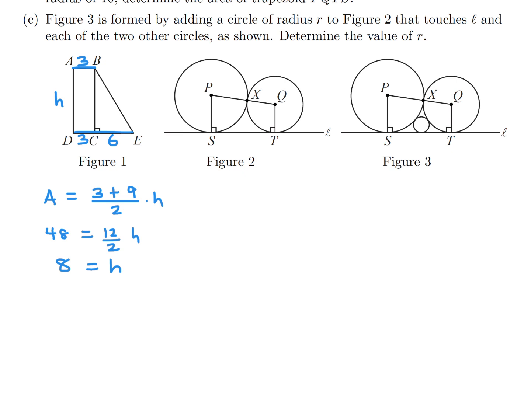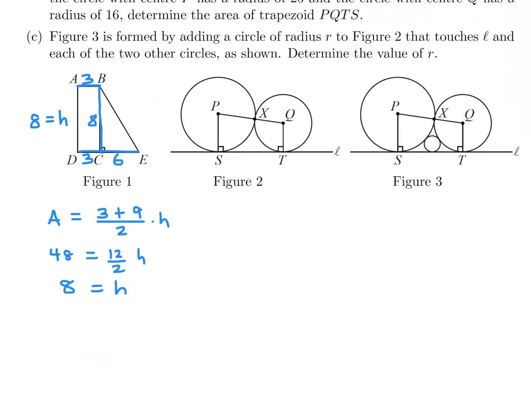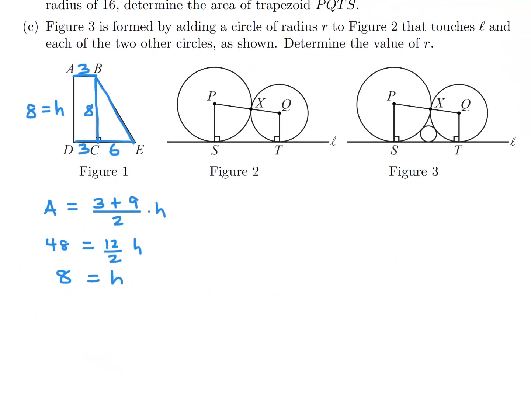Okay. So, that means this is 8. And then therefore this is also 8. So what are they asking for? The length of BE. Okay, so BE is the hypotenuse of that right triangle. So that's easy. BE squared is just going to be 8 squared plus 6 squared. And therefore BE is 10. So just use the Pythagorean theorem for that one.